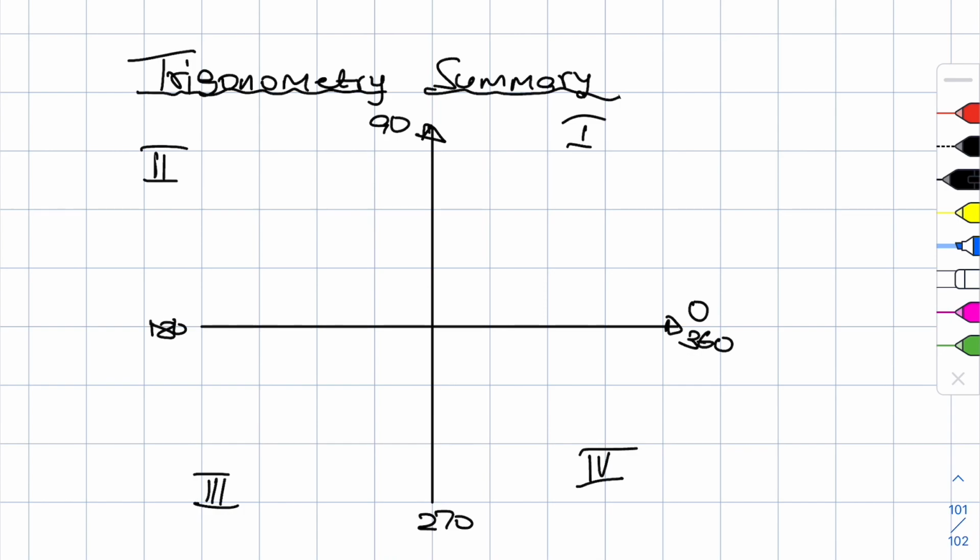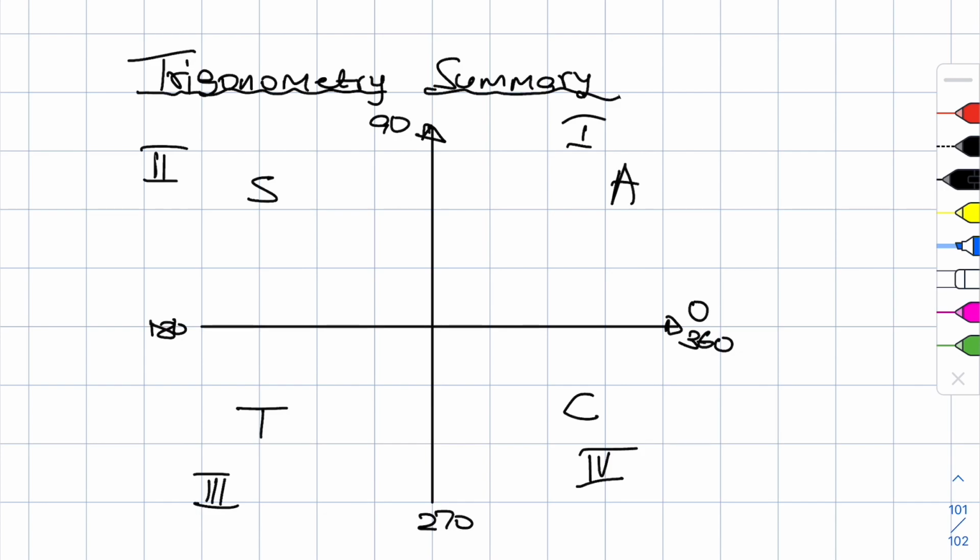In quadrant number 1, we know that all of them are positive. Sine is positive, cos is positive, tan is positive. In quadrant 2, only sine is positive. In quadrant 3, only tan is positive. In quadrant 4, only cos is positive.